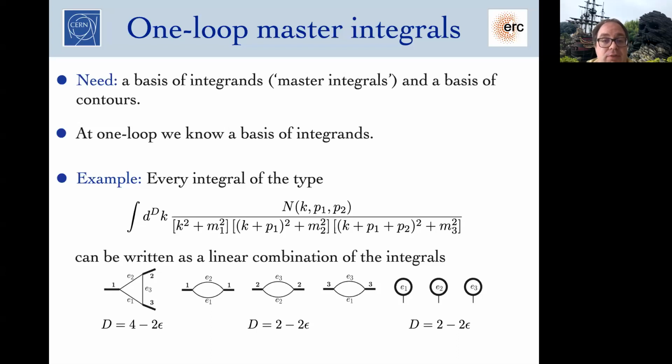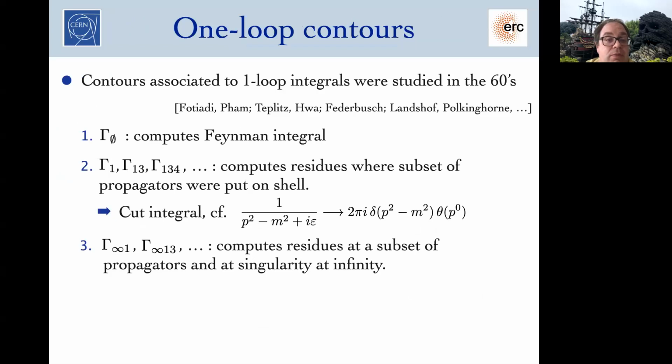What about the contours? Well, also there we are lucky at one loop, because the contours coming from one loop geometries have been studied in the 60s. And so let me just tell you the results. So what are the possible contours that you get from one loop geometries? Well, one is obviously just the one that we use to compute the Feynman integral, right? Let's call it gamma empty.